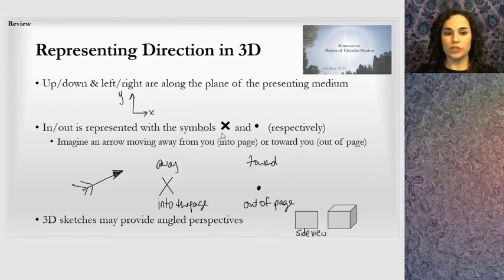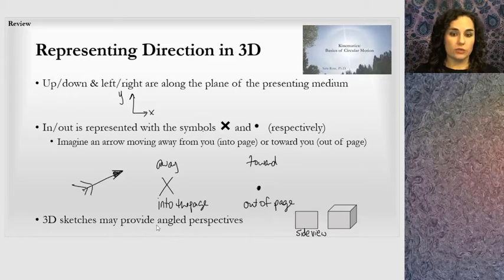And so the convention is to denote away or into the page with an X and toward or out of the page with a dot. And for me, that's in reference to an arrow. If an arrow is going away from you, you see the fletching, and that's into the page. And if an arrow is coming towards you, that's the dot, and you see it coming out of the page.